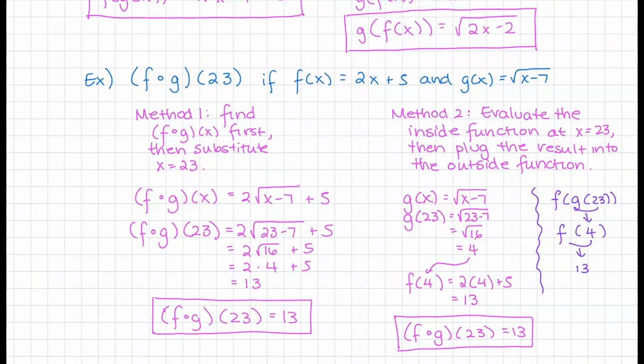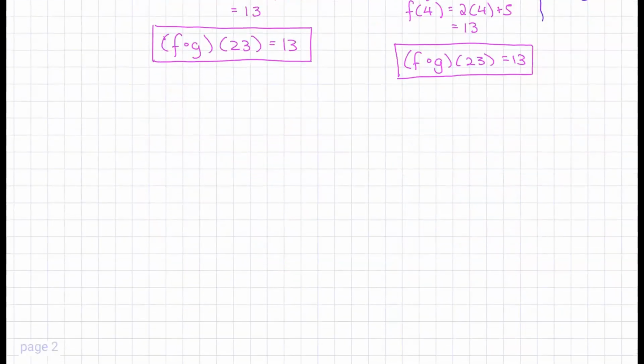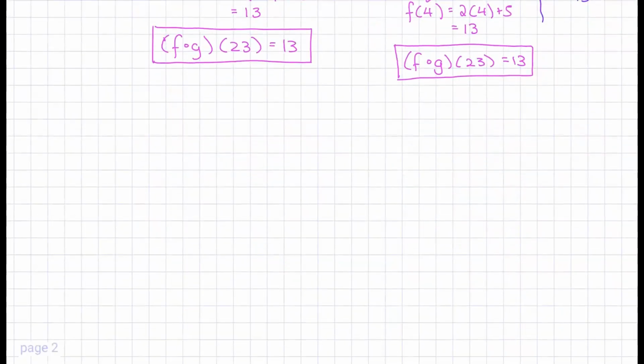So basically, recapping here, when you're evaluating compositions of functions, you can do it one of two ways. You can either first find the composition and then substitute in, or you can evaluate the inside function, and then that output becomes the input for the outside function. So there's a little more about compositions that we're going to talk about. Let's look at domains of compositions, because it gets a little different now with domains.